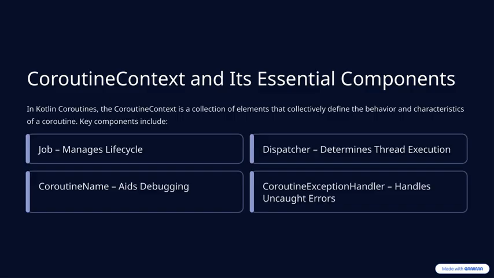I'm excited to share with you an overview of coroutine context and its essential components in Kotlin coroutines. The title of our session is Coroutine Context and its Essential Components. During this talk, we'll explore how coroutine context defines the behavior of a coroutine through key elements like job, dispatcher, coroutine name, and coroutine exception handler. Let's dive in and see how these pieces work together to make coroutines powerful and manageable.